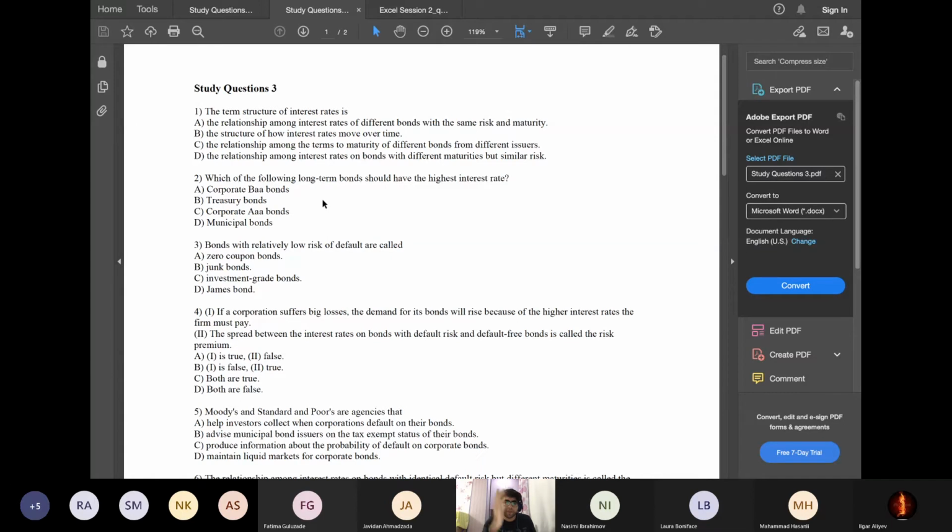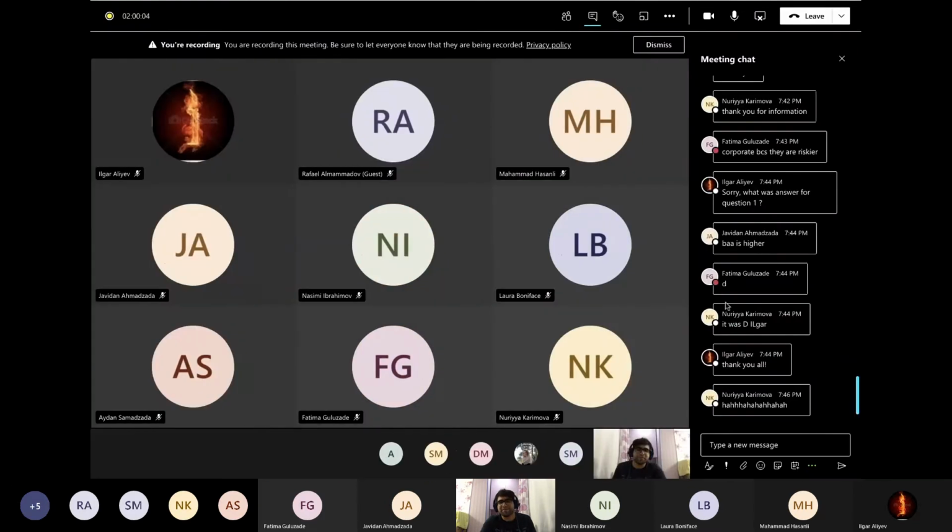Investment grade bonds, as I said before, AAA bonds, B bonds, they are considered as investment grade bonds, safer for investment. James Bond, this was Çağatay teacher's joke here. There is no James Bond bond. So there is no such bond. So our answer is C, investment grade bonds.